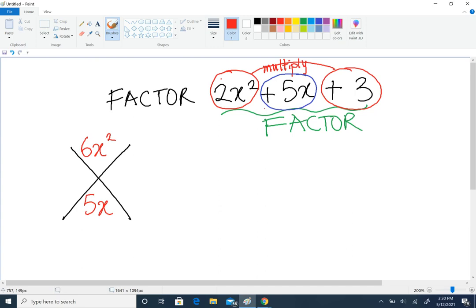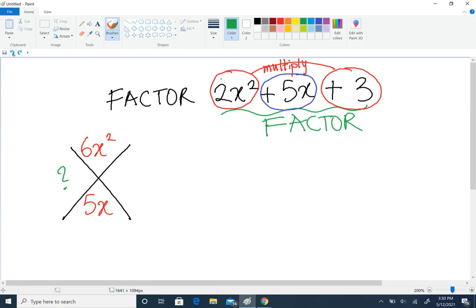And then after that, guys, you go into the sides, the side numbers. Remember the rules for the side numbers. The rule says that you're looking for 2 numbers that will multiply to give you the top and add to give you the bottom. So what are 2 things that can multiply to give you 6x squared and add to give you 5x? What are 2 numbers that can multiply to give you 6 and add to give you 5? 2 and 3.